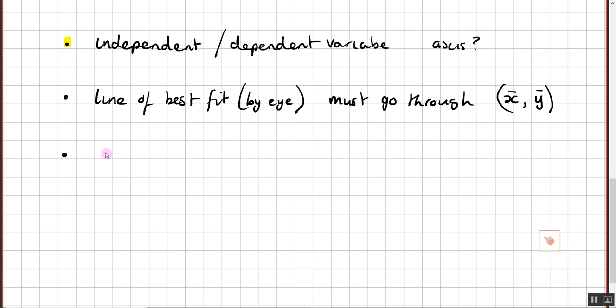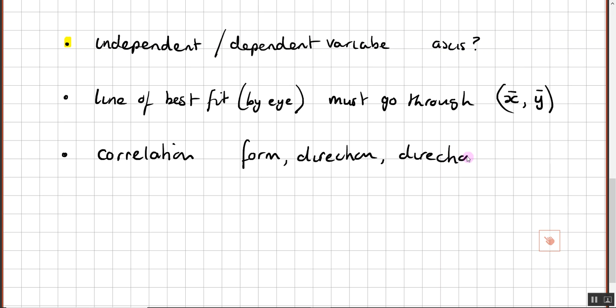Actually, we should mention correlation, yeah? That was actually the first thing we looked at. And we had, what are the words? We must consider form, direction, and strength. Yeah. Do you remember what form was? Whether it's linear or not linear. And direction? Positive or negative. Why have I written direction twice?